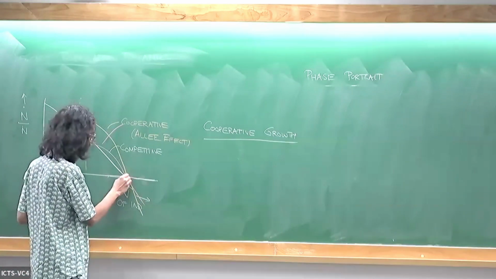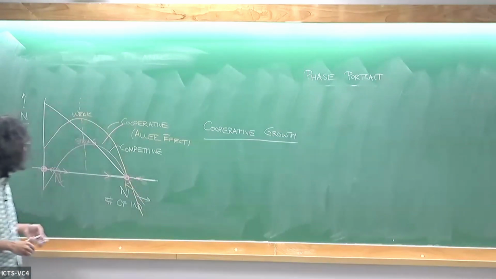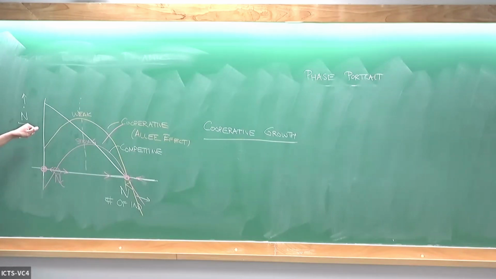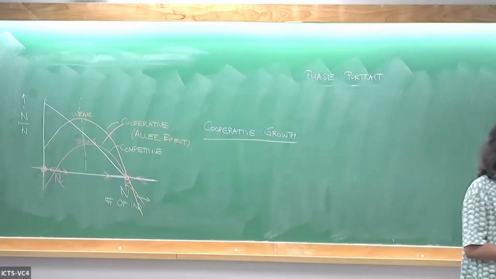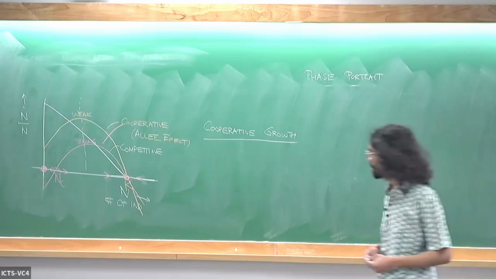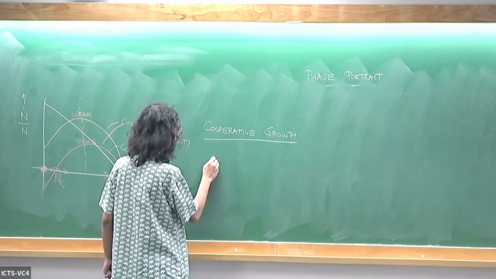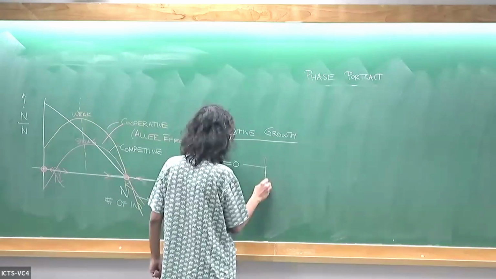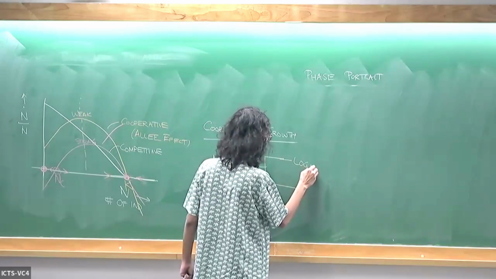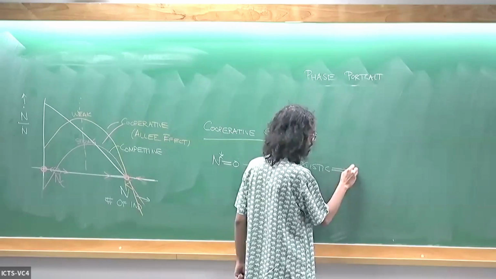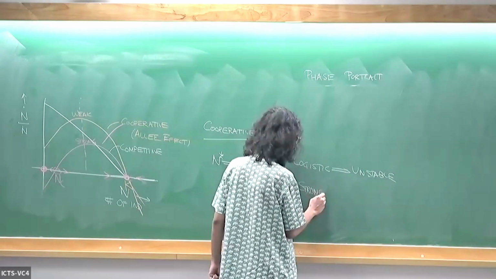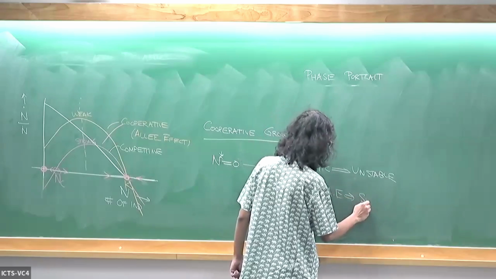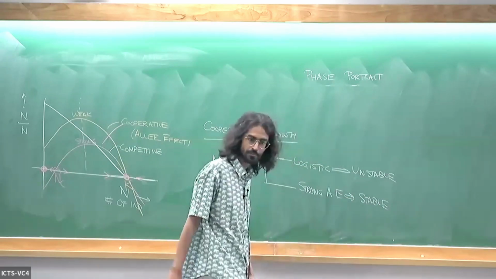And then the next fixed point K is stable, right? And so do you see a big difference between what happened to extinction in the logistic model versus in the strong allele effect for n equals 0? Can someone point out? So n equals 0. In the logistic model, is it stable or unstable? It's unstable, right? And what about the strong allele effect? Stable, right? And so this, I would say, is one of the key differences between both of the models.